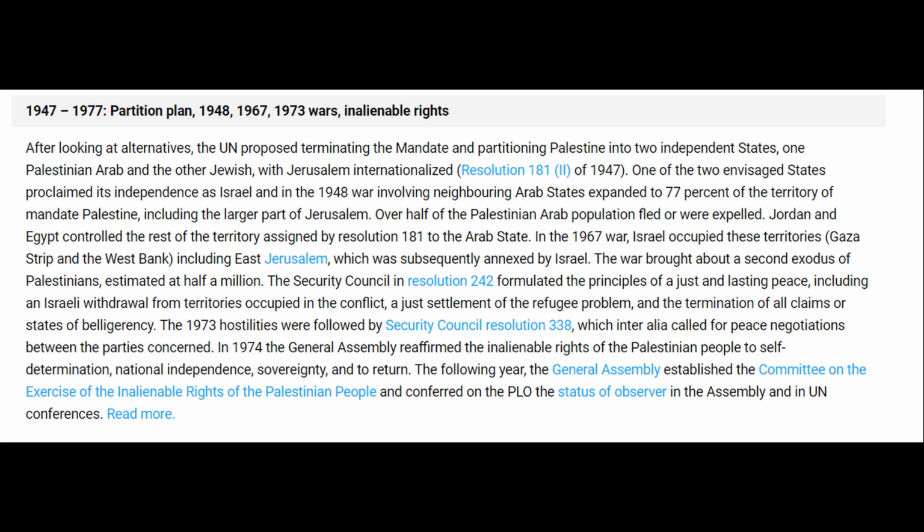242 formulated the principles of a just and lasting peace, including an Israeli withdrawal from territories occupied in the conflict, a just settlement of the refugee problem, and the termination of all claims or states of belligerency.